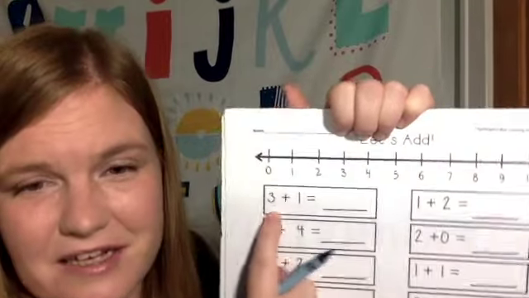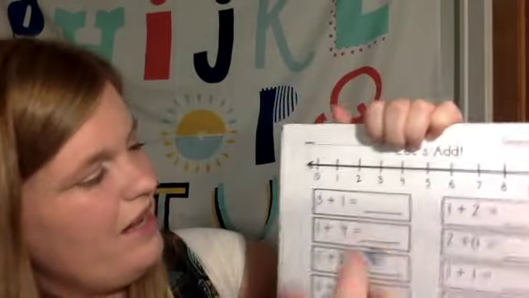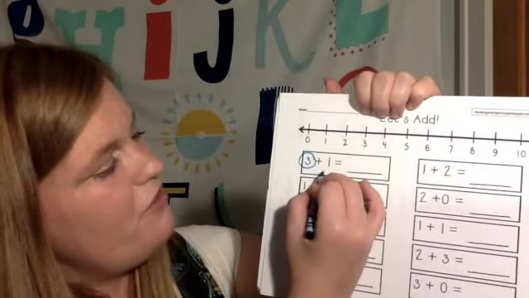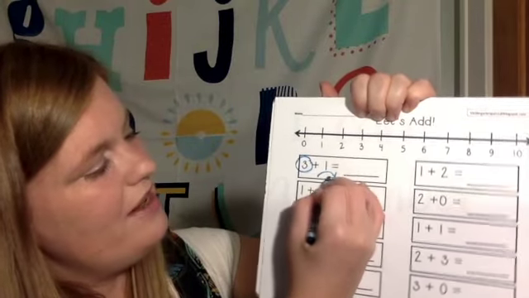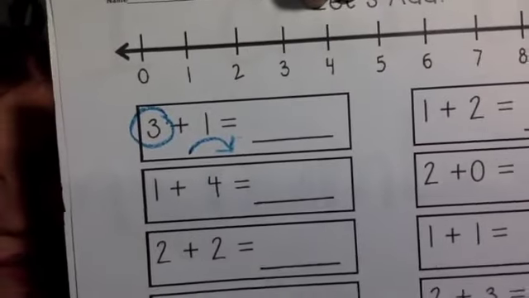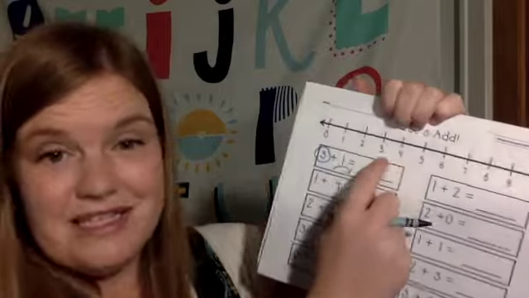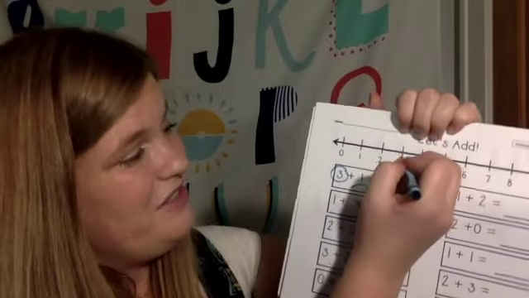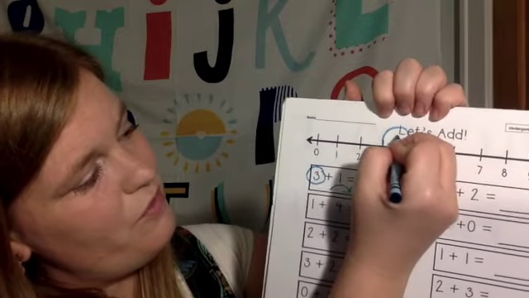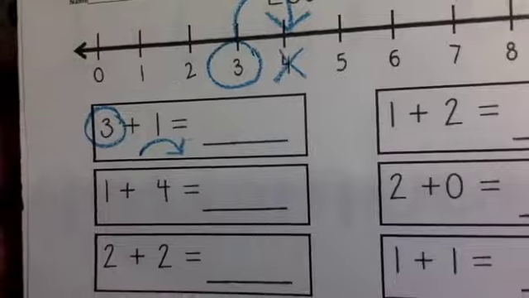So for the addition problem 3 plus 1, I'm going to start at the 3, and then I'm going to frog jump 1 down the number line. So I've circled my 3, and I drew 1 jump under the 1. Now I can do the same thing up here on my number line. Circle the 3, and do 1 frog jump forward. What do I land on? I land on the number 4. I'll write my answer in pencil.